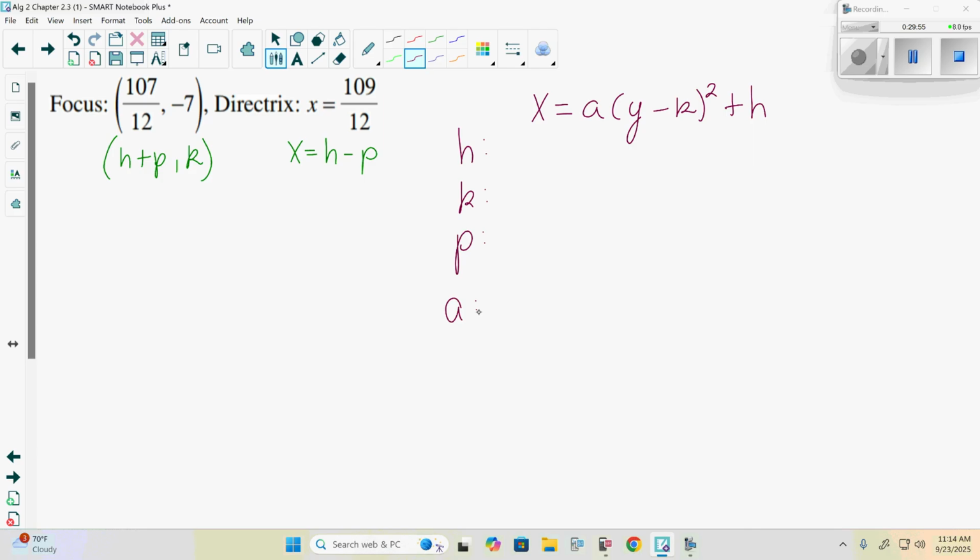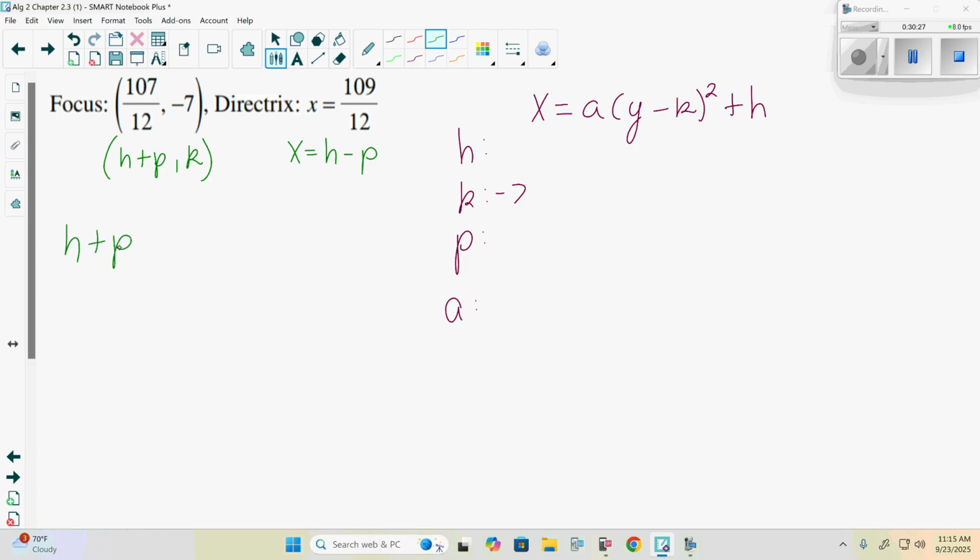Now it didn't give us h, it didn't give us p. The only value that, when we're given the directrix and focus, it actually gave us for this one here is k. K is negative 7. When we were given the directrix and focus for our y equals equation, it won't give us k or p. It'll only give us h. We'll only get one out of those three that we need. But we can use these general forms to find h and p.